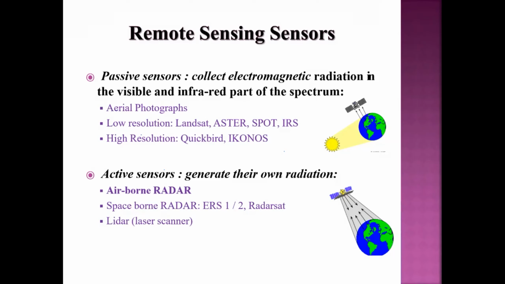So that is why the answer will be infrared. And here you see in passive sensors, visible and infrared are used. An example you should note is that QuickBird and IKONOS are all passive sensors, not active sensors. In the form of matching, these questions can be asked.